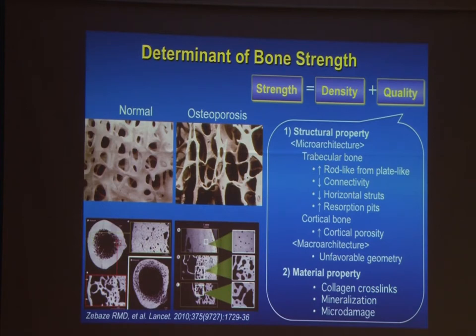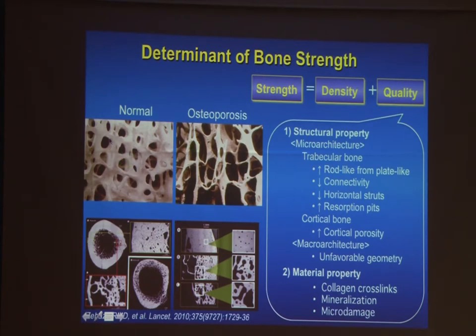Structurally, in normal trabecular bone, there are thick walls around the pillars, and there are struts in between. So this can tolerate stress from any side of the bone. However, with a disturbed remodeling balance, there's an increased resorption compared to bone formation, so that the connectivity is lost.